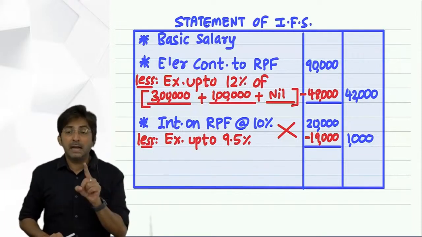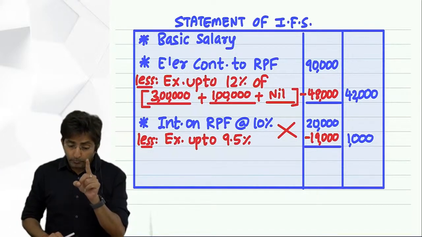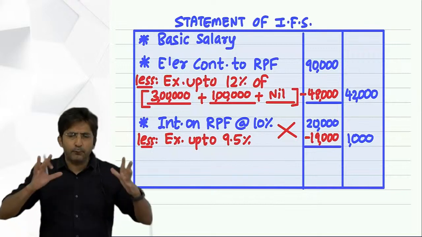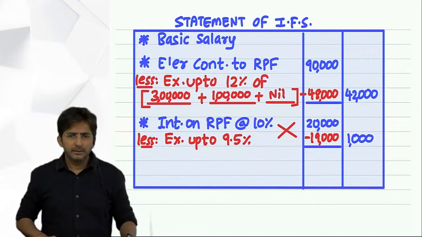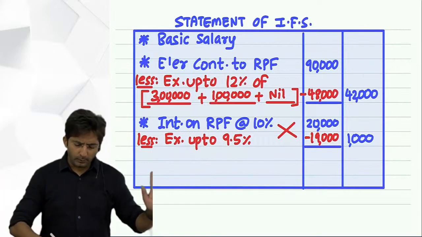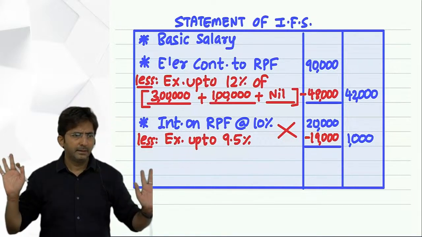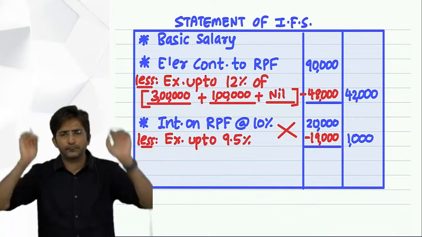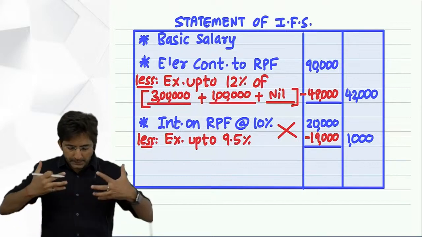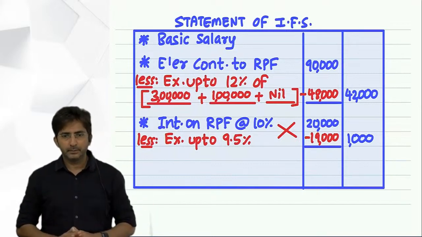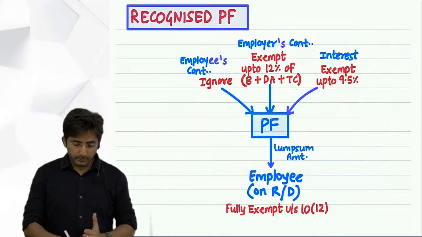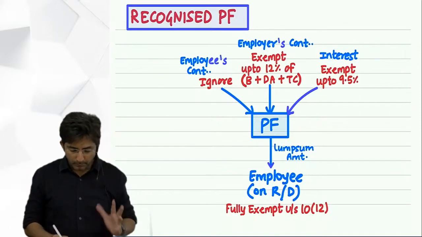Okay. But this will happen when? If you leave the job before 5 years. Tell me, if you have worked exactly for 5 years, then your exemption will remain alive. Alive means what was exempted will remain exempt. And at the end, whatever you get, it will be tax free. Okay. Tell me, how will you express this thing in a proper language? Because in exam, you have to write the paper in English. Okay. So, listen carefully how I am saying.